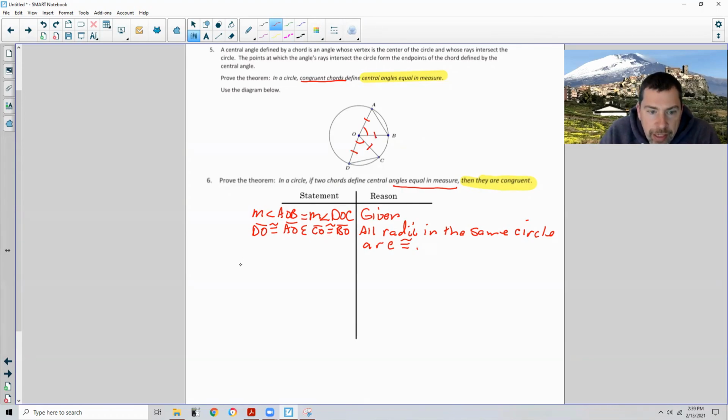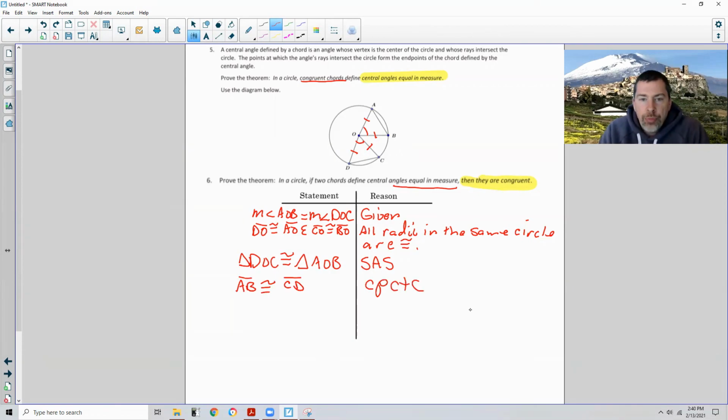Well, we have enough now to say that triangle DOC is congruent to triangle AOB. Reason: side, angle, side. Once I say that, I can now say AB is congruent to CD, by corresponding parts of congruent triangles are congruent. And we have proved that if you have central angles congruent, then the chords they form will also be congruent.